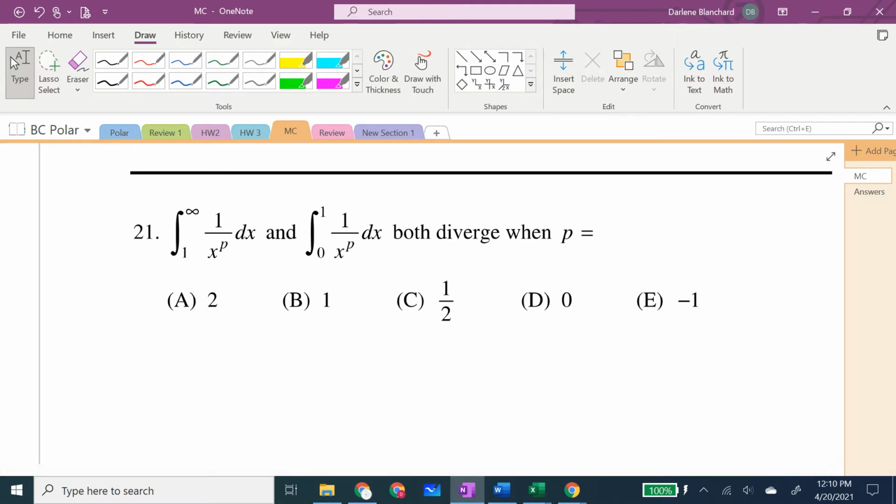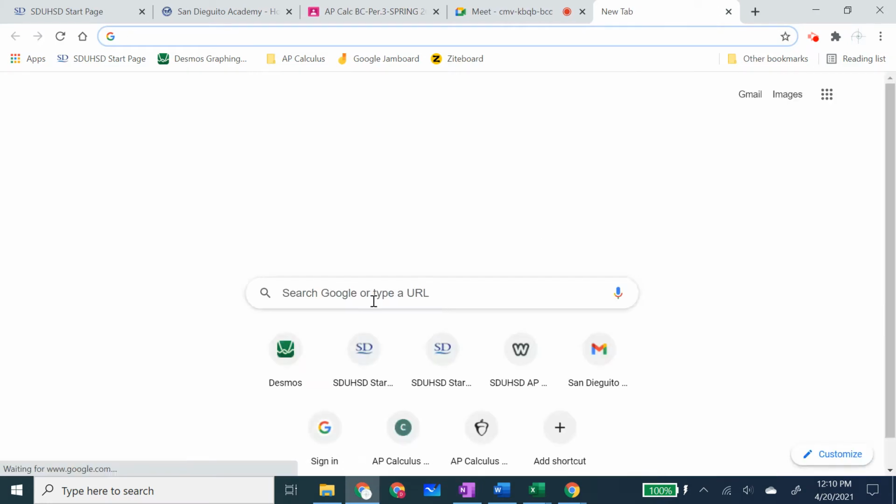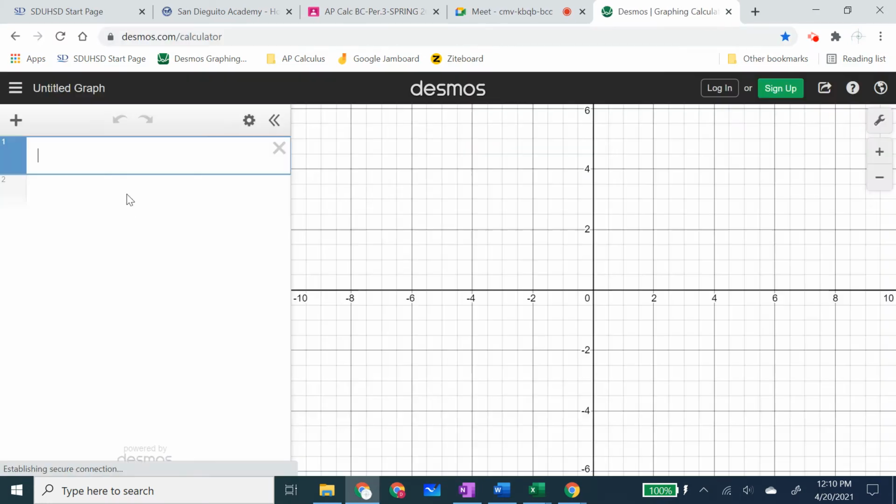Alrighty. Both diverge when P equals what number? If you're aware of some certain things, you will quickly answer the number 1. Let me actually explain to you why I say that. I'm going to go to Desmos. I'm going to show you why I'm saying that.